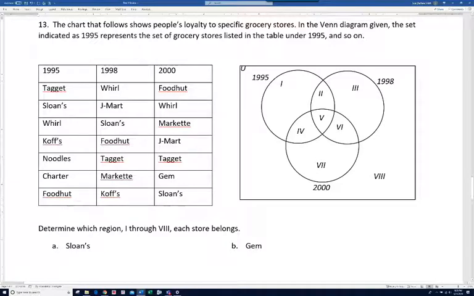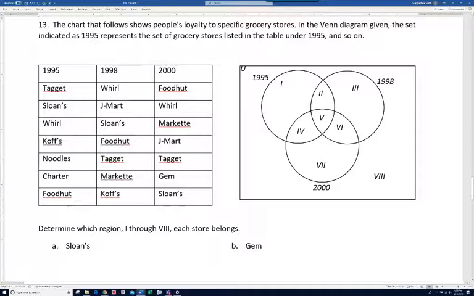In number 13, it says, the chart that follows shows people's loyalty to specific grocery stores. In the Venn diagram given, the set indicated as 1995 represents the set of grocery stores listed in the table under 1995, and so on. So basically, for the years 1995, 1998, and 2000, we have people's favorite stores. Sometimes stores made the list, and other times they didn't. So it says, determine which region, 1 through 8, each store belongs to.